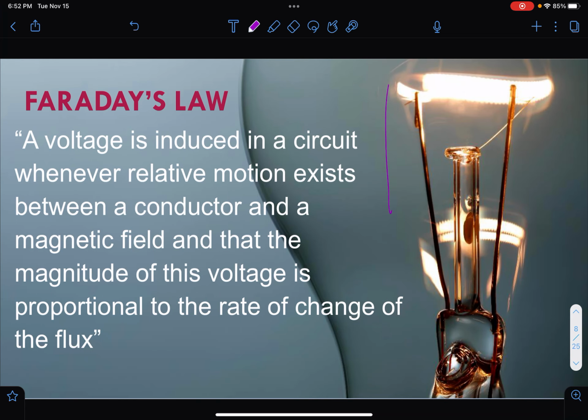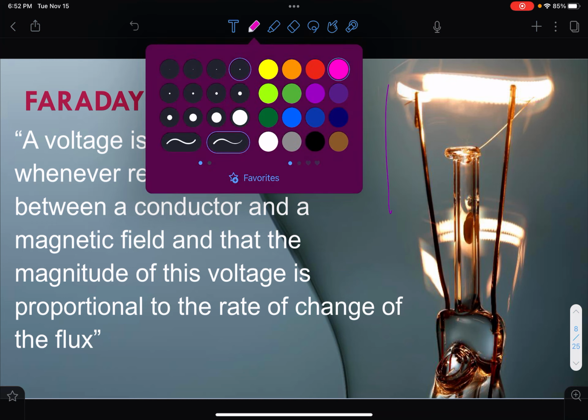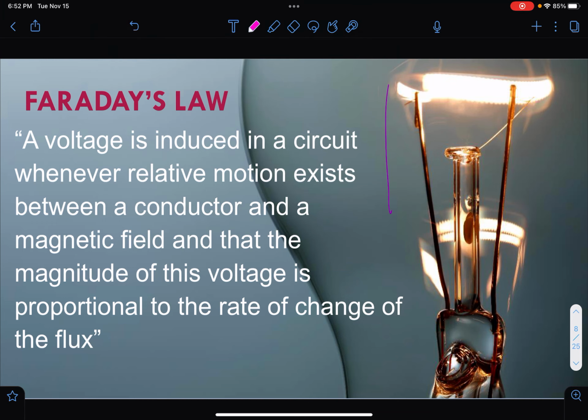So here comes Faraday. Faraday states that voltage is induced in a circuit whenever relative motion exists between a conductor and a magnetic field. So we have to have some sort of motion in order for this to happen. The magnitude of the voltage is proportional to the rate of change of the flux. So once again, the voltage is proportional to the rate of change of the flux. That is essentially the big takeaway for Faraday here.